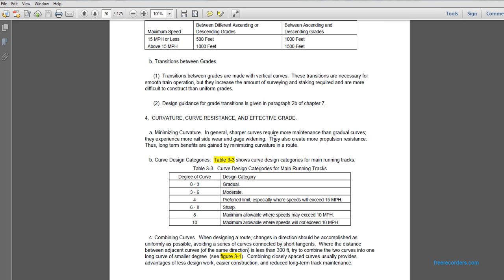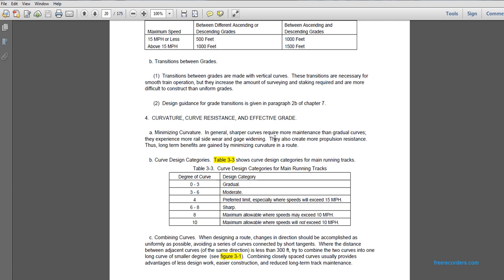Curvature design categories. Table 3.3 shows the design categories for a main running track. The curve design categories for a main running track: a 0 to 3 degree curve is gradual. 3 to 6 is moderate, with 4 a preferred limit, especially when speeds exceed 15 miles an hour. 6 to 8 is sharp, and 8 is the maximum allowable, where speeds must not exceed 10 miles an hour.